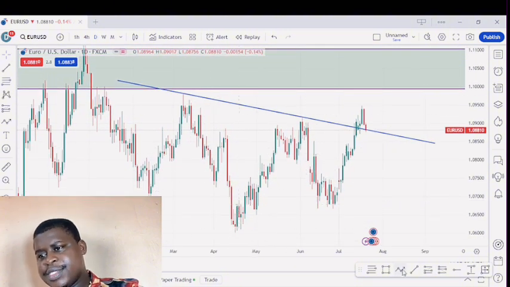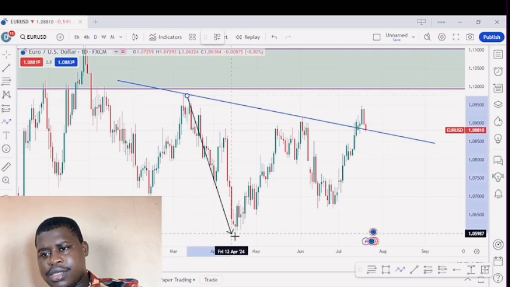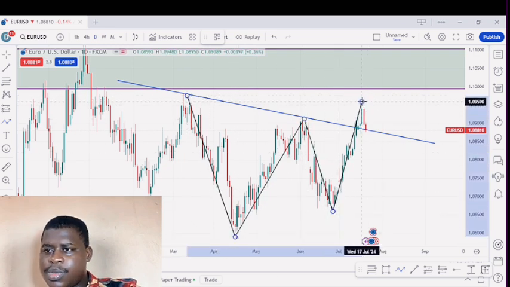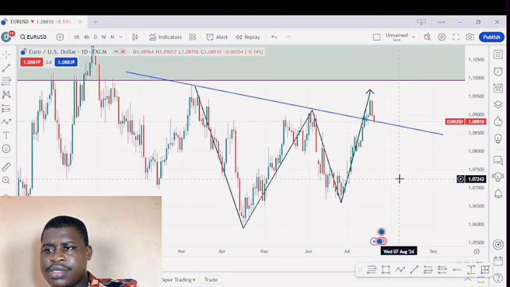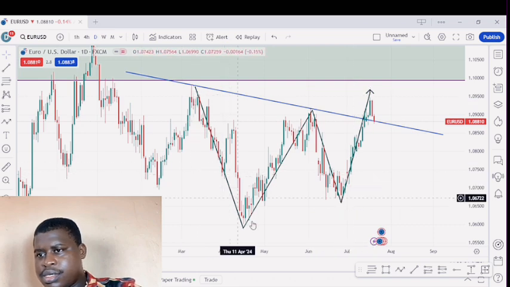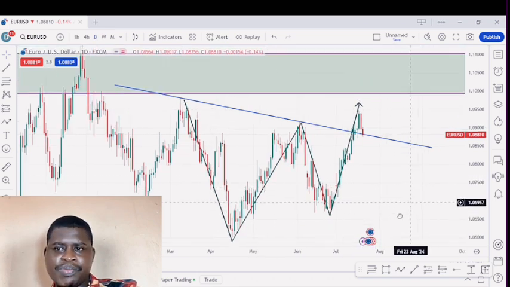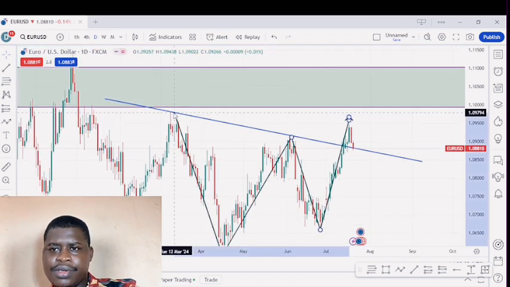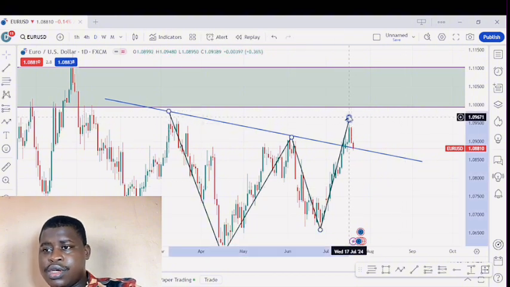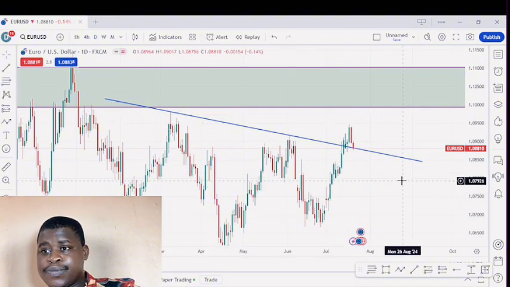Yeah, I'm actually seeing this here, which is maybe a double bottom. Yeah, it's a double bottom. A double bottom played out here nicely. This is the daily candle, on a daily time frame rather.